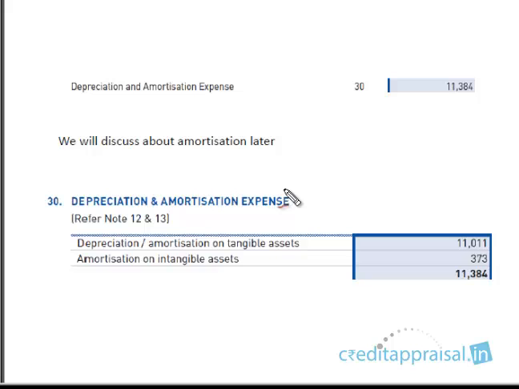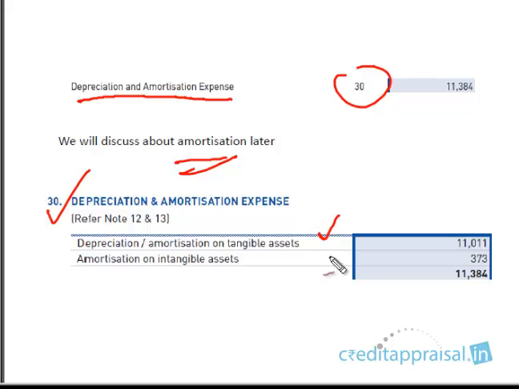So we'll continue with the example of Maruti Suzuki. In the Maruti Suzuki P&L account, we have the item called depreciation and amortization expense. We'll discuss amortization later. Right now, let us see the depreciation. So this schedule 30 here gives the breakup between depreciation and amortization. Depreciation is actually on tangible assets, whereas amortization is on intangible assets. We'll discuss it when we come to the intangible assets. So right now, the depreciation amount is 11011.